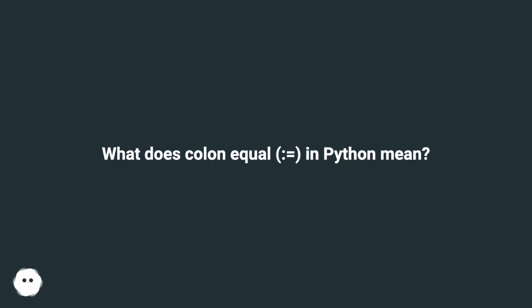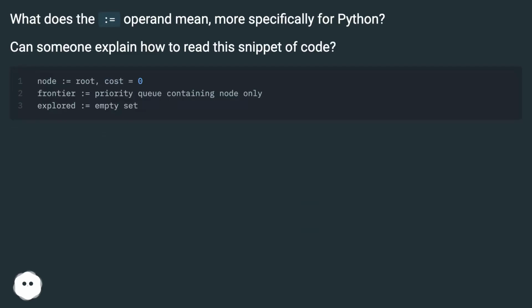What does colon equals smiley face in Python mean? What does the colon equals operand mean, more specifically for Python? Can someone explain how to read this snippet of code?